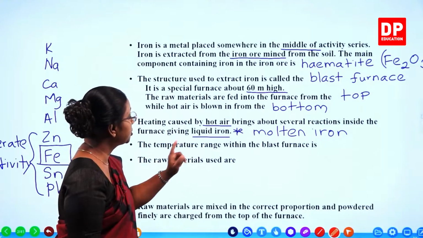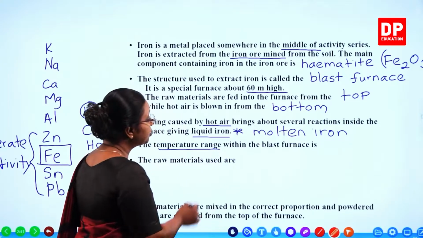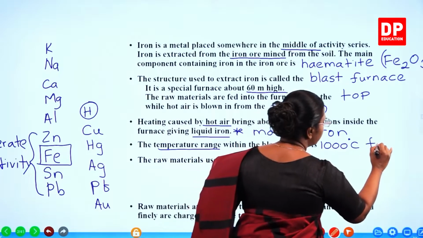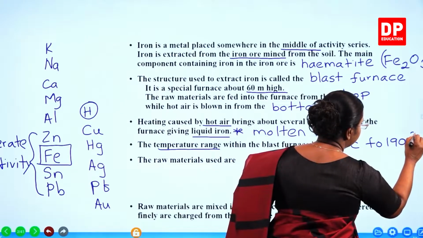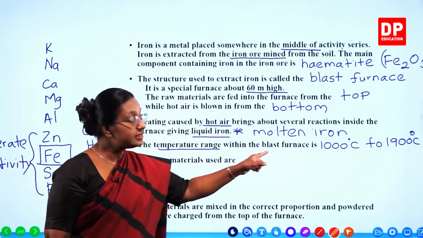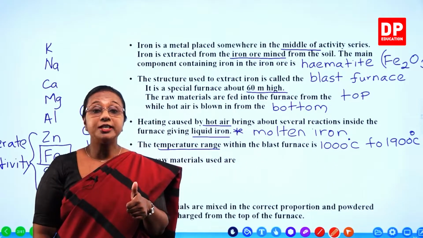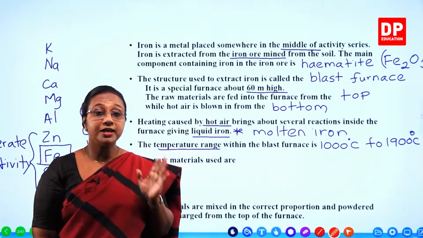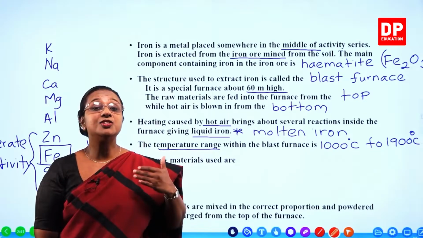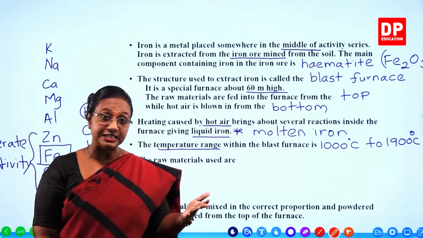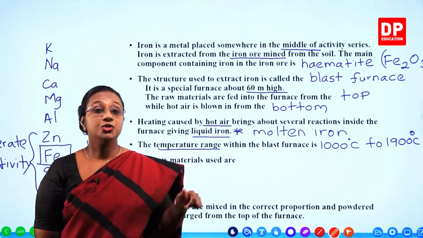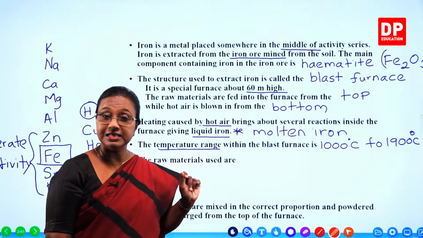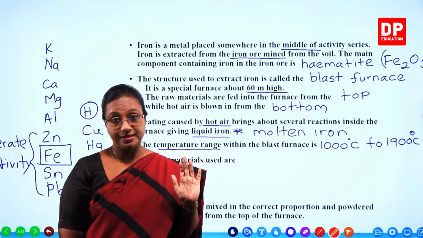And the temperature range within the blast furnace is 1000 degrees Celsius to 1900 degrees Celsius. And this is caused by one thing, the hot air blast that is introduced from the bottom. And as I told you, now coke is a form of carbon that can release a lot of energy, a high amount of heat energy when it undergoes combustion. So due to that also, the temperature is between 1000 degrees Celsius and 1900 degrees Celsius.